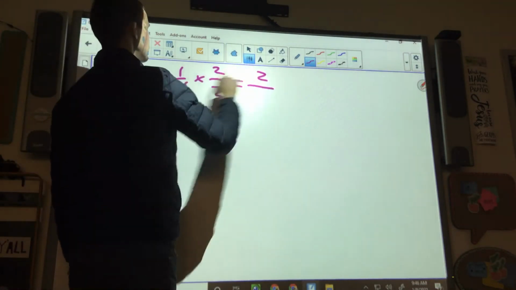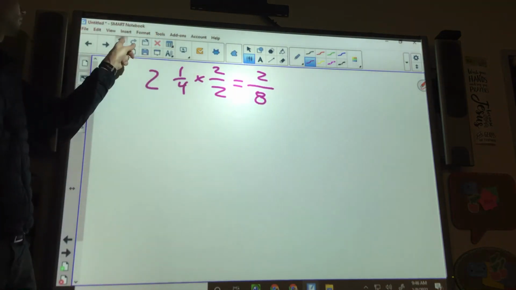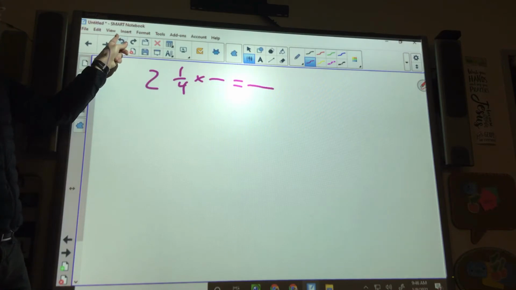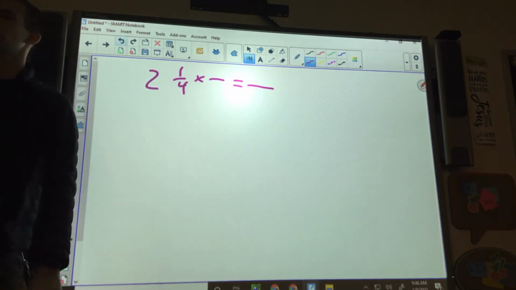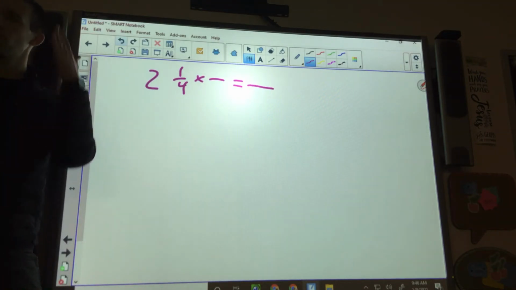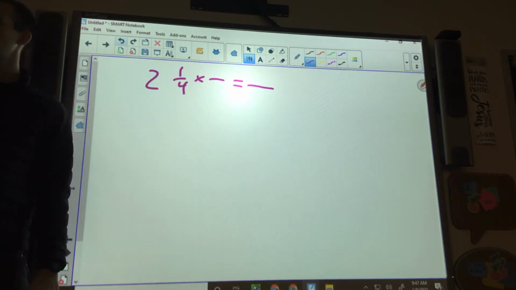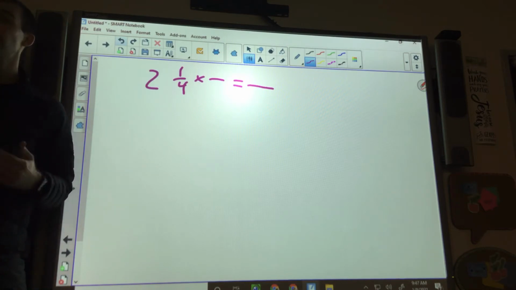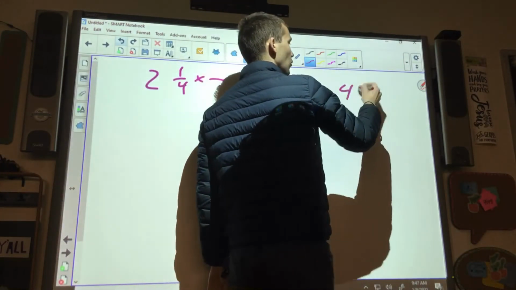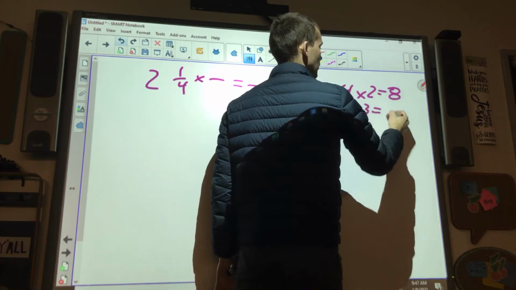1 times 2 is 2. 4 times 2 is 8. Is this over 10 or over 100? No. 4 times 3 is 12. 4 times 4 is 16. Don't guess. Think. Can you get 4 times something to get 10? No, you cannot. 4 times 2 is 8. 4 times 3 is 12.